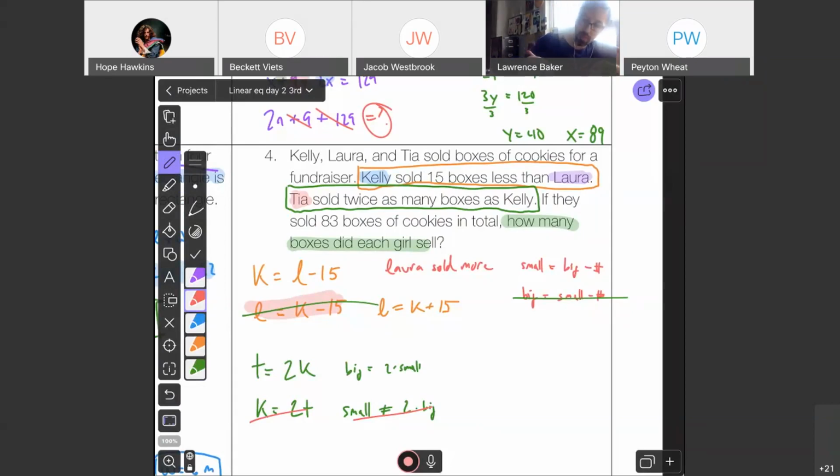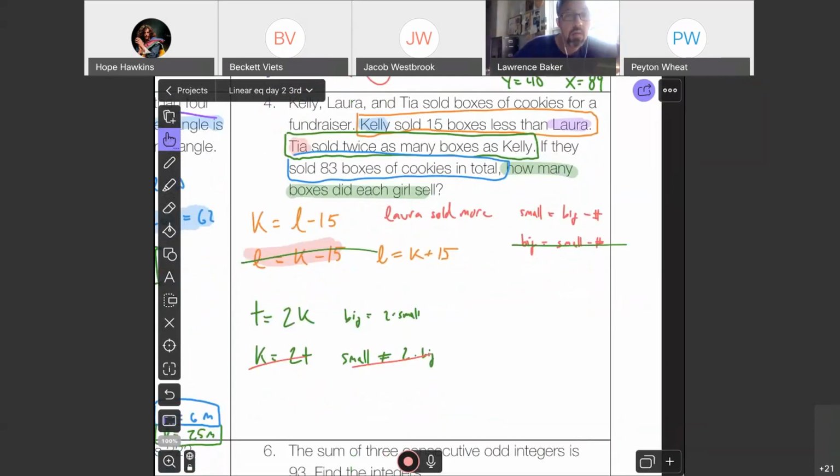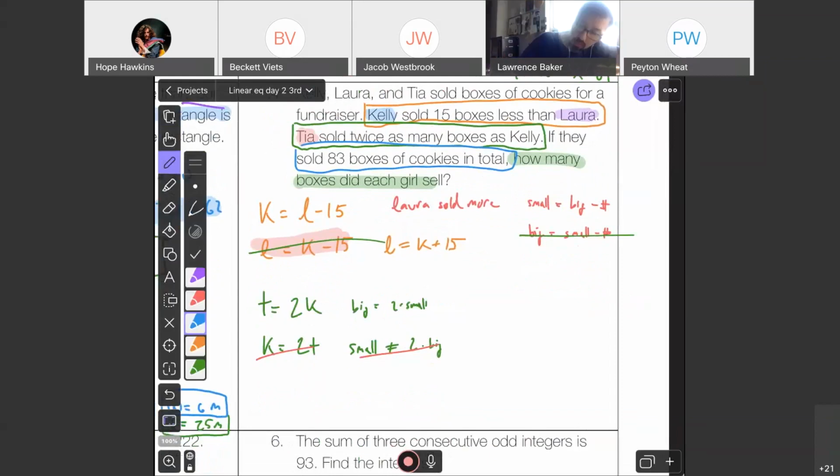Okay. All right. So we have one more equation to write. Remember, so we said we needed 3. They sold 83 boxes in total. I'm using up all my space here. How do we write that equation? They sold 83 boxes in total. Would it just be K plus L plus T equals 83? Yeah, K plus L plus T equals 83. All right. Total means adding things up. So add them up.